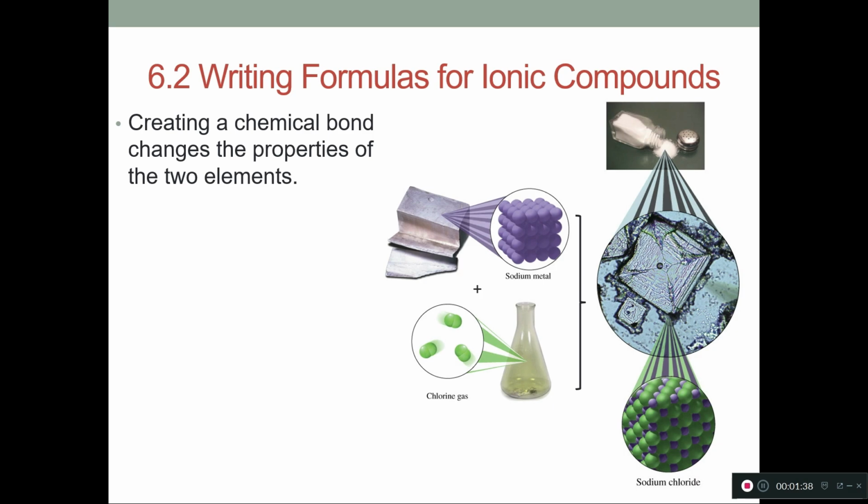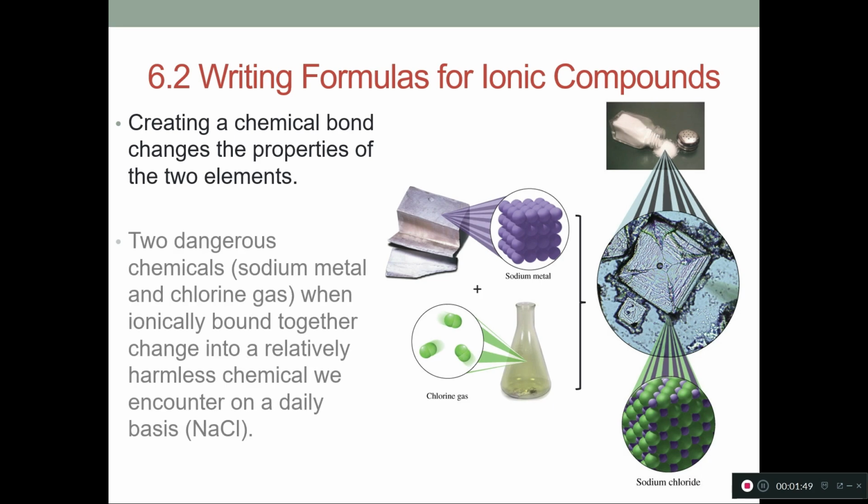Sodium is a very reactive metal, it can be dangerous, and chlorine gas is a toxic gas. But as we see when we put the two of them together, it makes sodium chloride, which is something we eat every day. So two dangerous chemicals, such as sodium metal and chlorine gas, when ionically bound together, change into a relatively harmless chemical that we encounter on a daily basis, which is the sodium chloride or table salt.